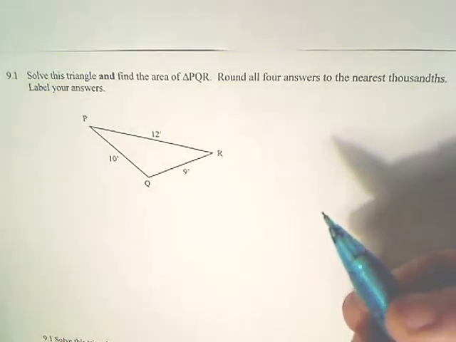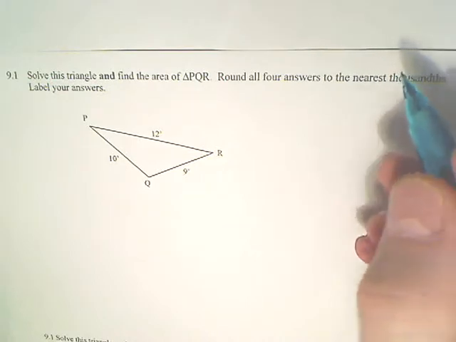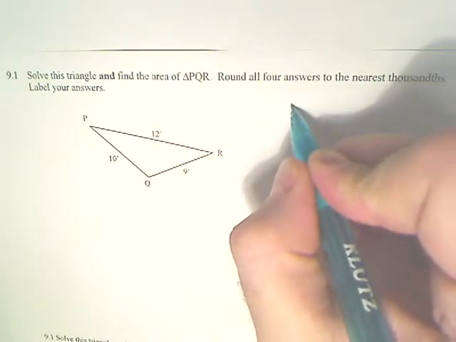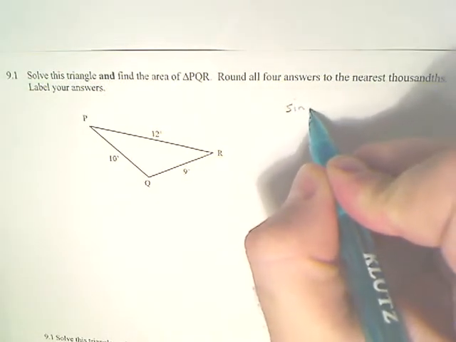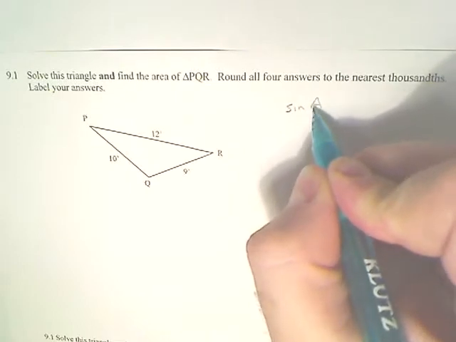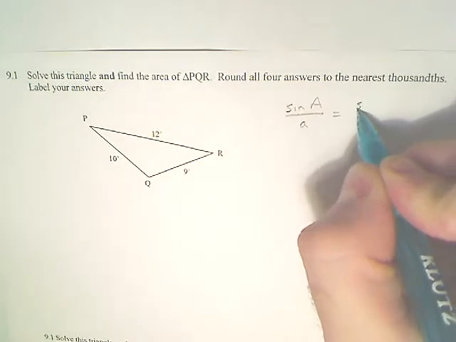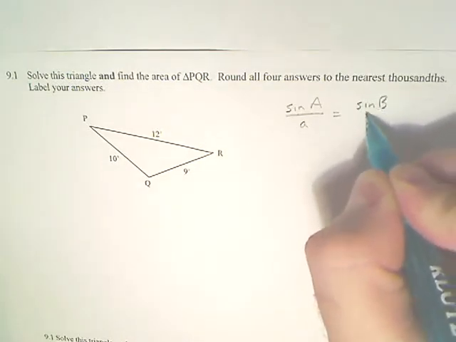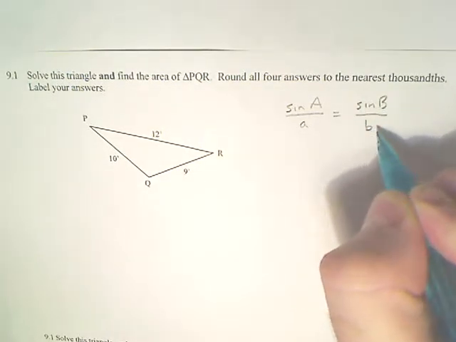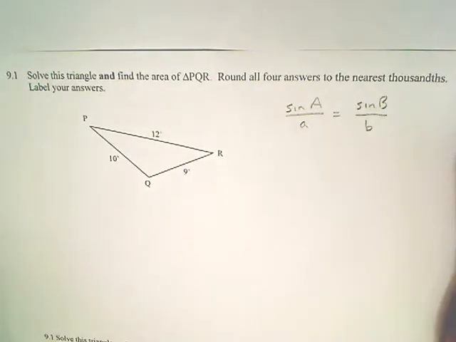When solving a triangle, you should always try to do law of sines first. Law of sines states that the sine of an angle, which I'll refer to as a capital letter, over its opposite side, is equal to the sine of another angle over its opposite side. This formula is a little bit easier than the law of cosines, but in order to use it, you've got to know three of the pieces of information.